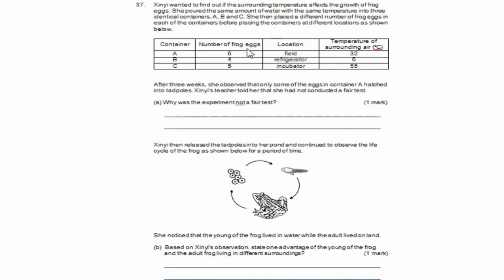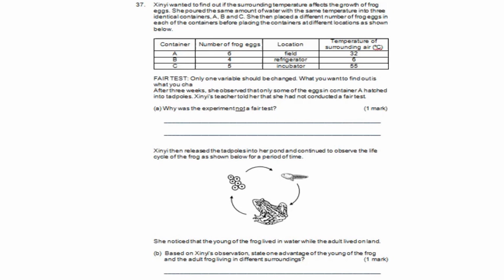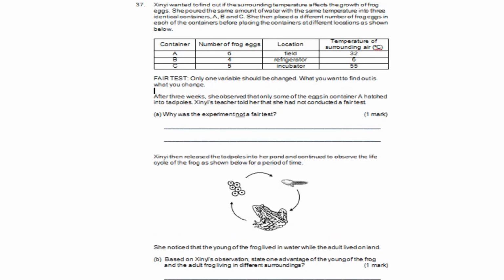Clear? But then you also know, hey, in a fair test, only one variable should be changed, right? Fair test, only one variable should be changed. And which variable should we change? What Ryan always says: what you want to find out is what you change, right? So you change what you want to find out. And how do you know what you want to find out? You look at the aim, right?